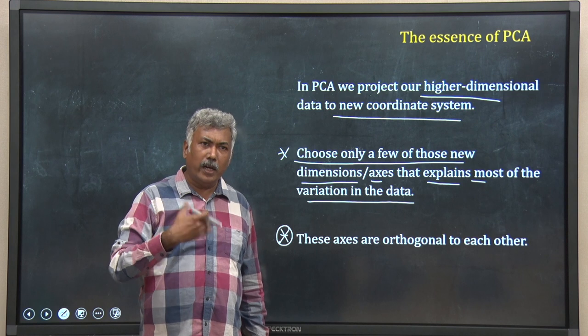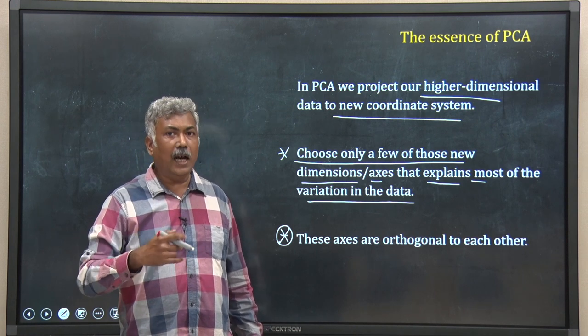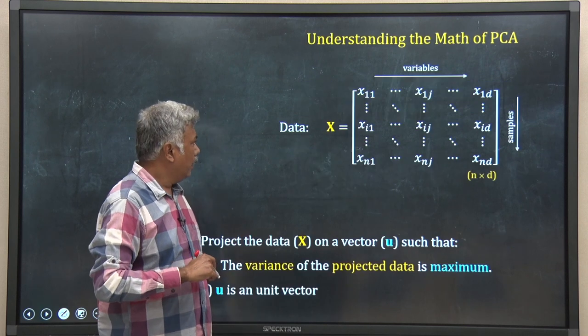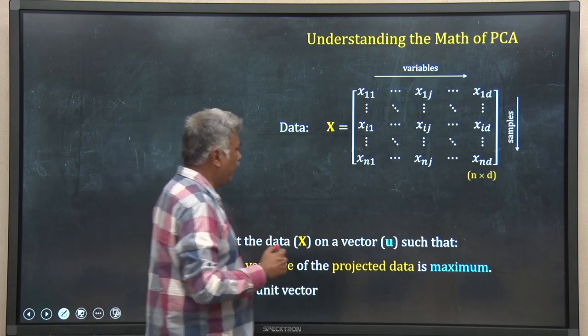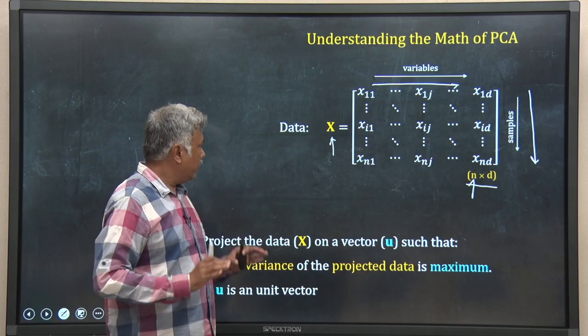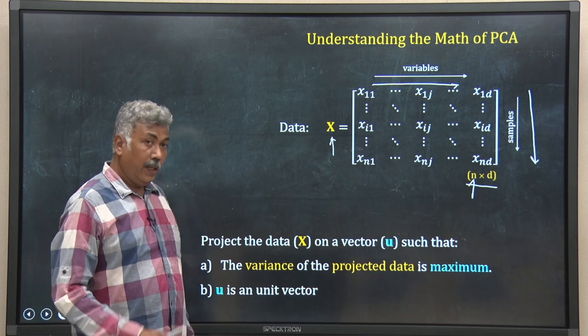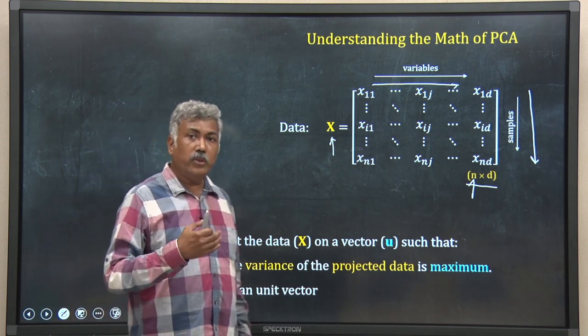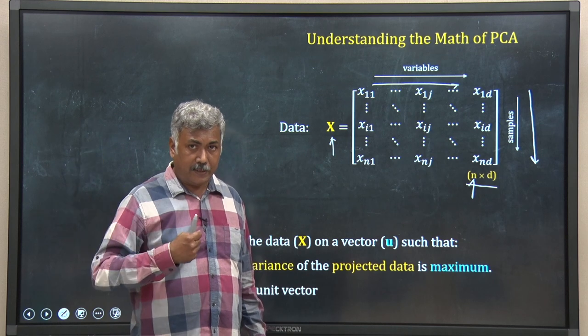Now, let us put these words into mathematical equations and see how the mathematics of PCA works. So, I have a data set. This is represented by this matrix X, and it is an N by D matrix. Note carefully, I have D variables which are in this direction. So, the columns are variables in this X matrix, whereas I have N samples. So, samples are the rows. Fine. So, this is my data matrix X, and what I want to do is create a new coordinate axis, a new dimension.